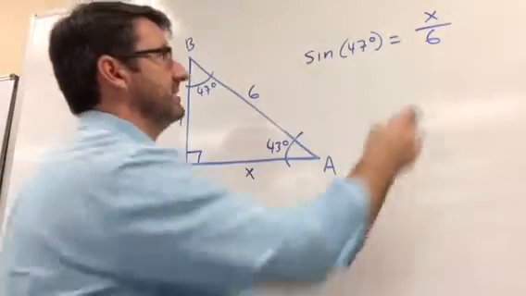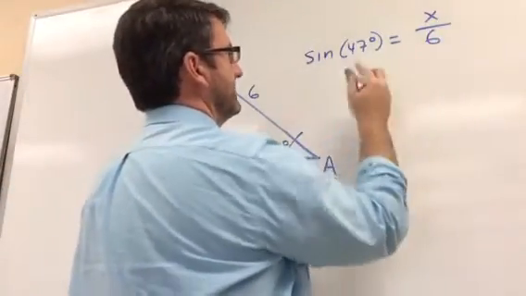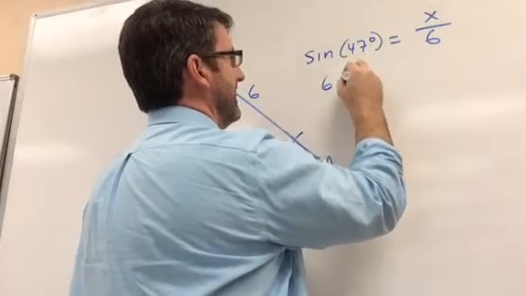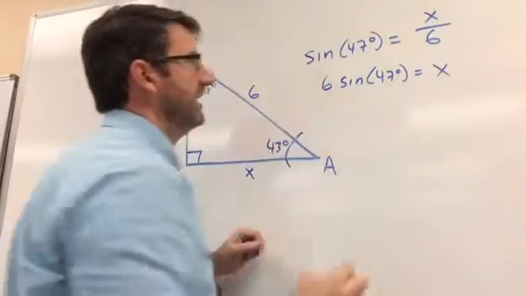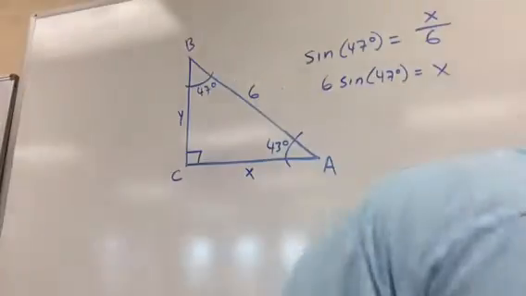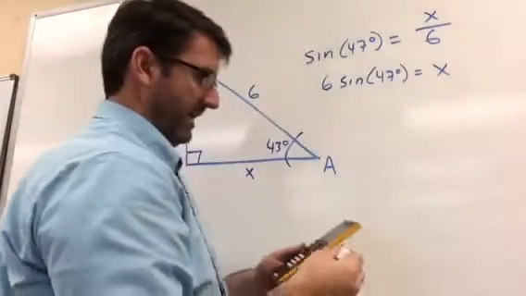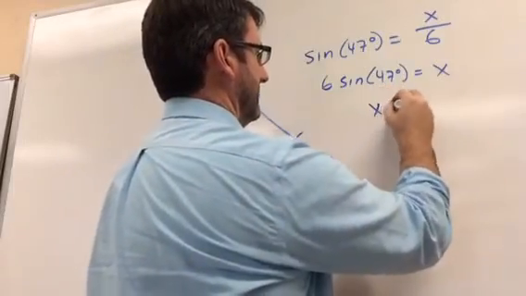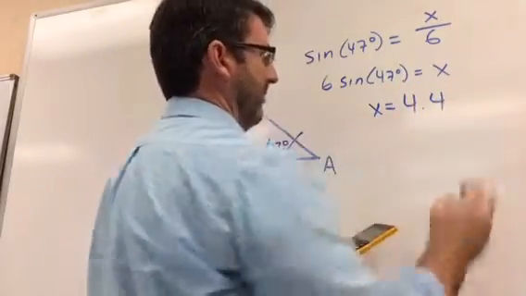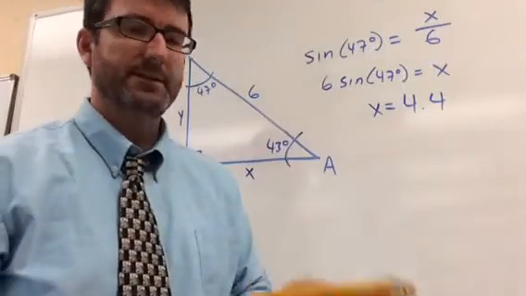And then to solve this, we're going to multiply both sides by 6. So we get 6 times the sine of 47 degrees is equal to x. We plug that into our calculator, and we get that x is about 4.4. That's just to round to the nearest tenth.